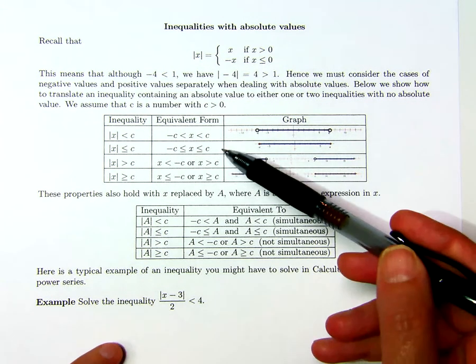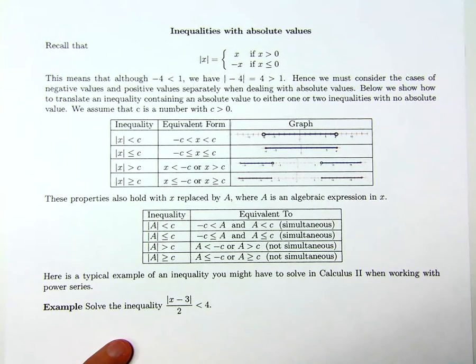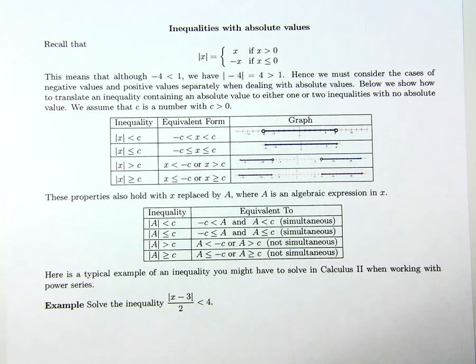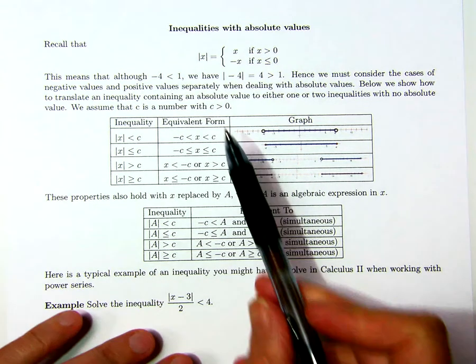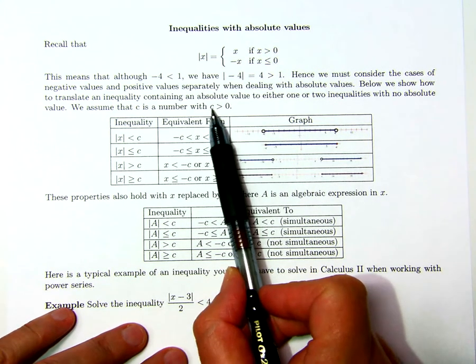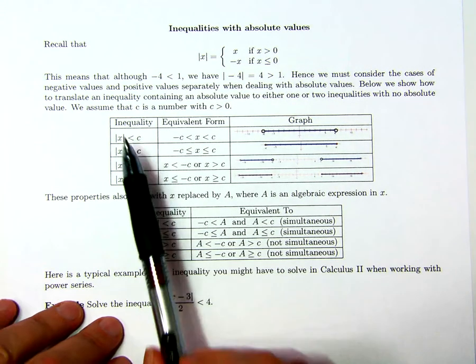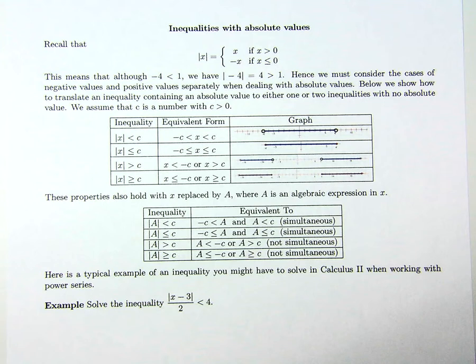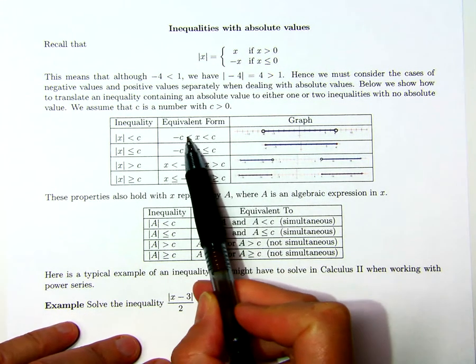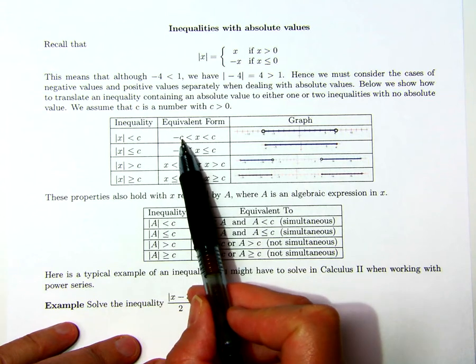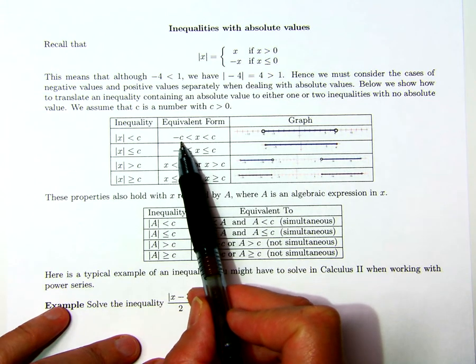Below we show a chart which shows the solution to these very basic inequalities: the absolute value of x less than c, less than or equal to c, greater than c, or greater than or equal to c, where c is some constant, some real number greater than 0. And we see that if the absolute value of x is less than c, then this is the equivalent form, but it's also a description of the solution.